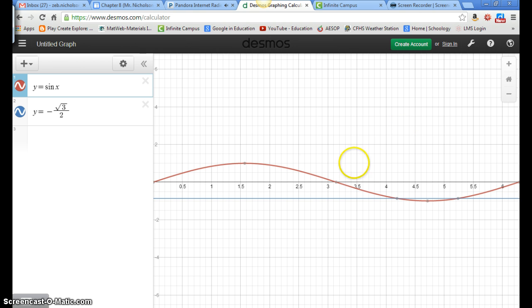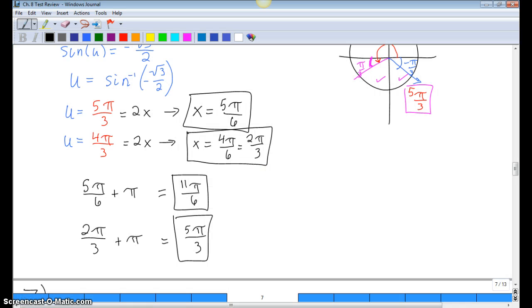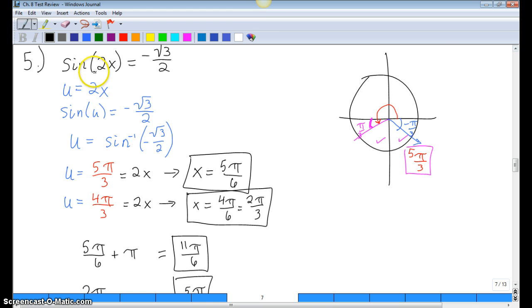So what I've done is, in my window, you can see here, I've graphed sine of x and negative square root 3 over 2. So if my problem said sine x equals negative square root 3 over 2, I get two answers, 4 pi over 3 and 5 pi over 3. That's what we got when we did our original u, right? Our u values of 5 and 4 pi over 3. But because the period of this graph, let me scroll up a little. Okay. The period of sine of 2x is just pi, 2 pi over 2.